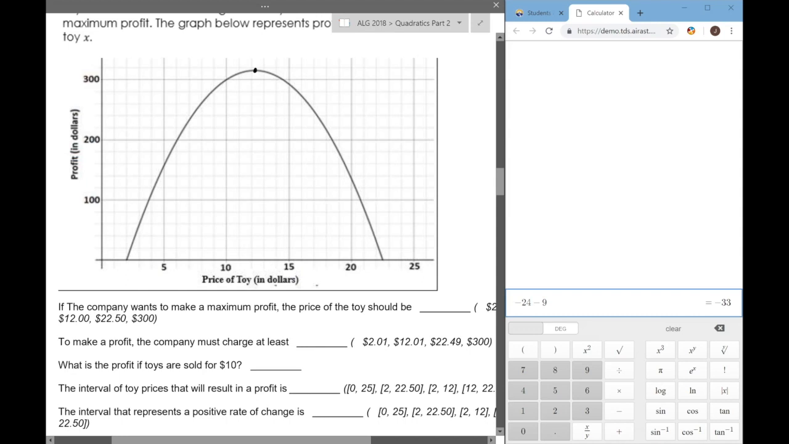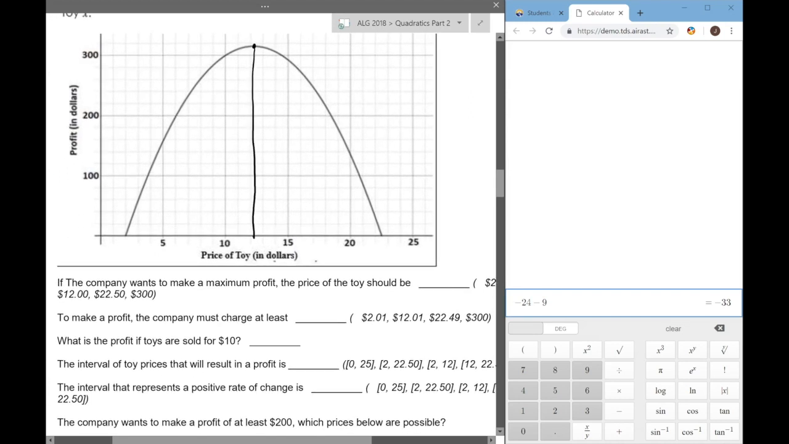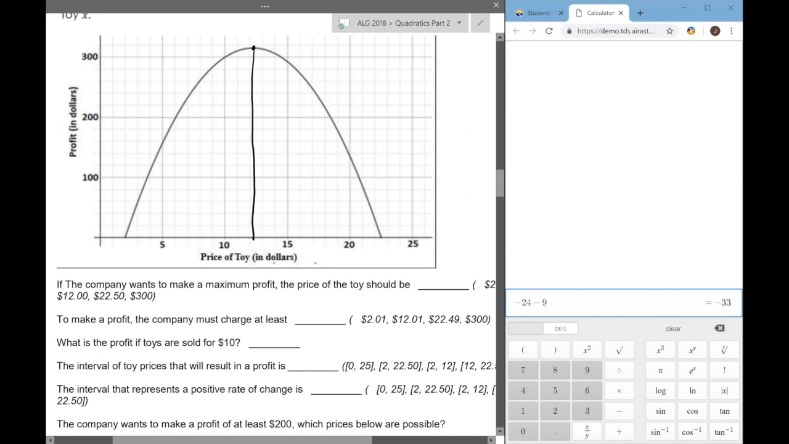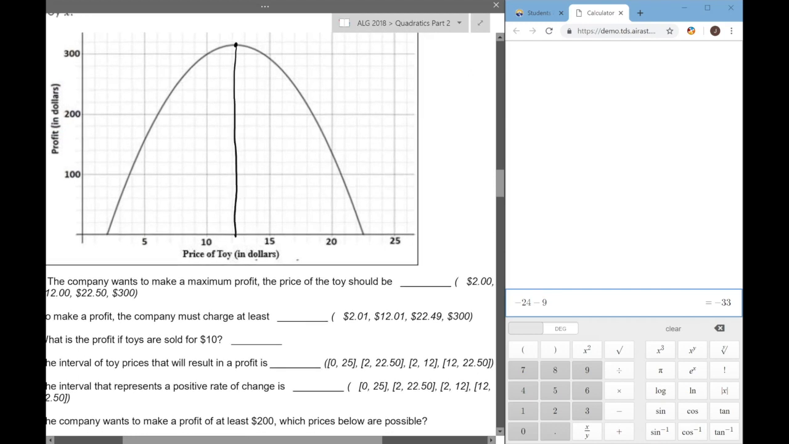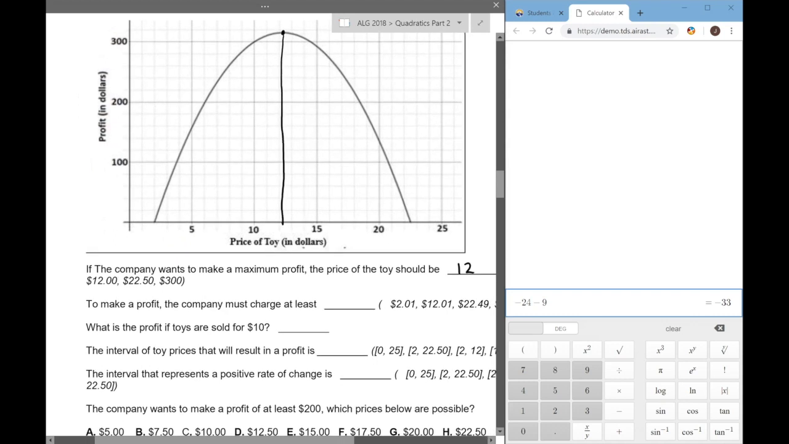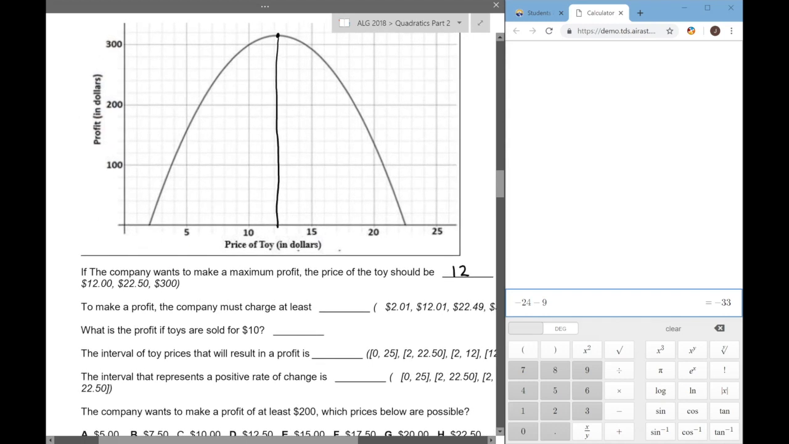Okay. Now if I look at the price around that area, so I draw kind of a line down here. It doesn't have to be perfect. That number is in between 10 and 15. So it's clearly not 2, and it's clearly not 300. It's not 22, so the only number left is 12. So 12 is in between 10 and 15. Makes sense.